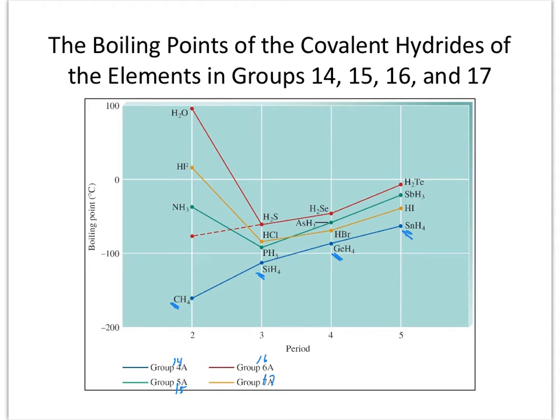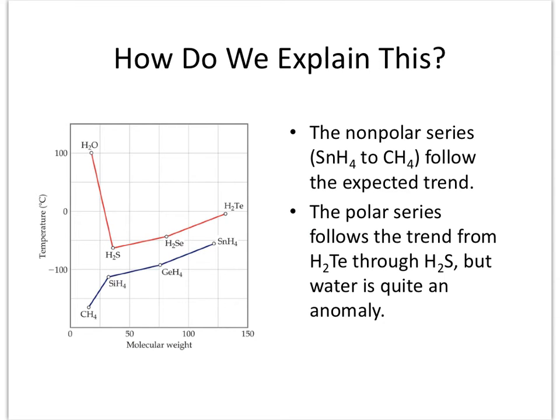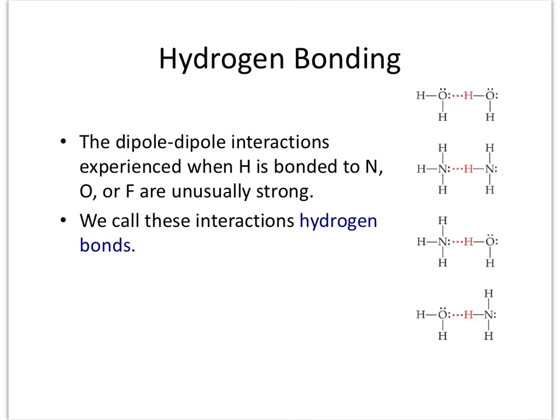Now, what you would also notice here, looking at the red, the green, and the yellow lines, is you don't have that nice, low value for the first member of the series and then a continuous increase. It doesn't follow that predictable trend. And there's a reason for that. The explanation is that a different type of intermolecular force exists in the water, in the hydrogen fluoride, and in the ammonia than what exists for these others. And that is, ta-da, hydrogen bonding. So hydrogen bonding is your strongest intermolecular force.